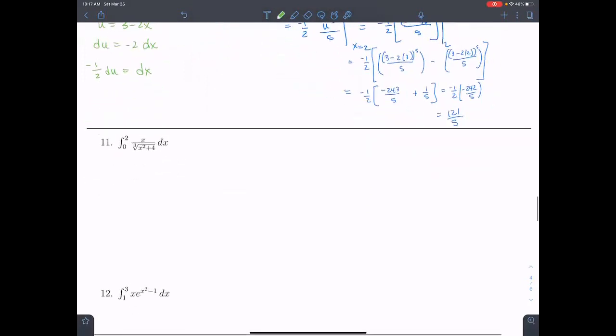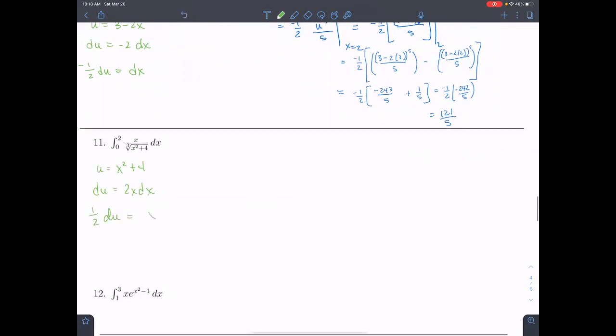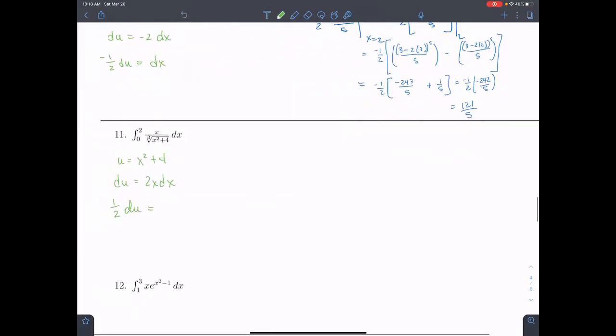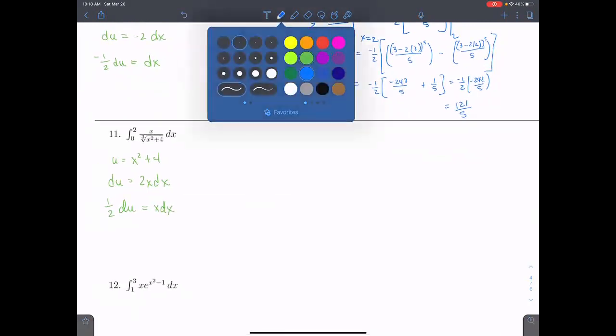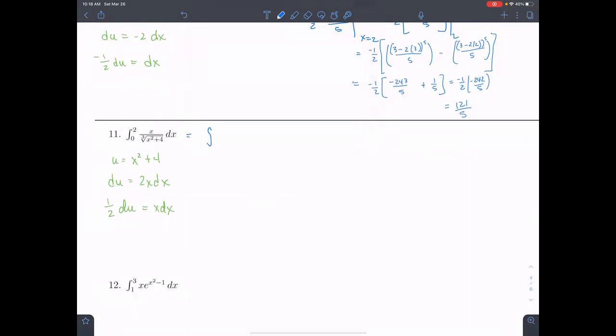On this next one, the inside function u is x squared plus 4. Du would be 2x plus 0 dx. So we have x dx, so I am going to get that 2 to the other side. So 1/2 du is x dx. And now we're ready for that substitution. So this is the integral from 0 to 2 of 1 over the cubed root of u times x dx, which is equal to 1/2 du. This is x equals 0 to 2.